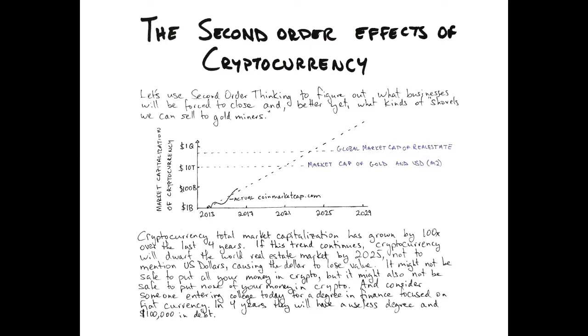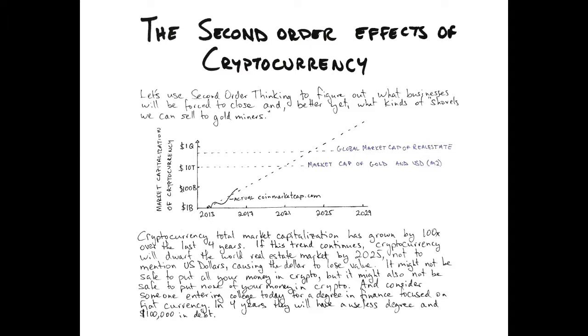By 2025, the market cap of crypto will be greater than the global market cap of real estate in the world, which is pretty incredible. I'm not sure this is a really accurate representation of what's going to happen, but it seems like it could be pretty likely. It seems like it could happen soon.